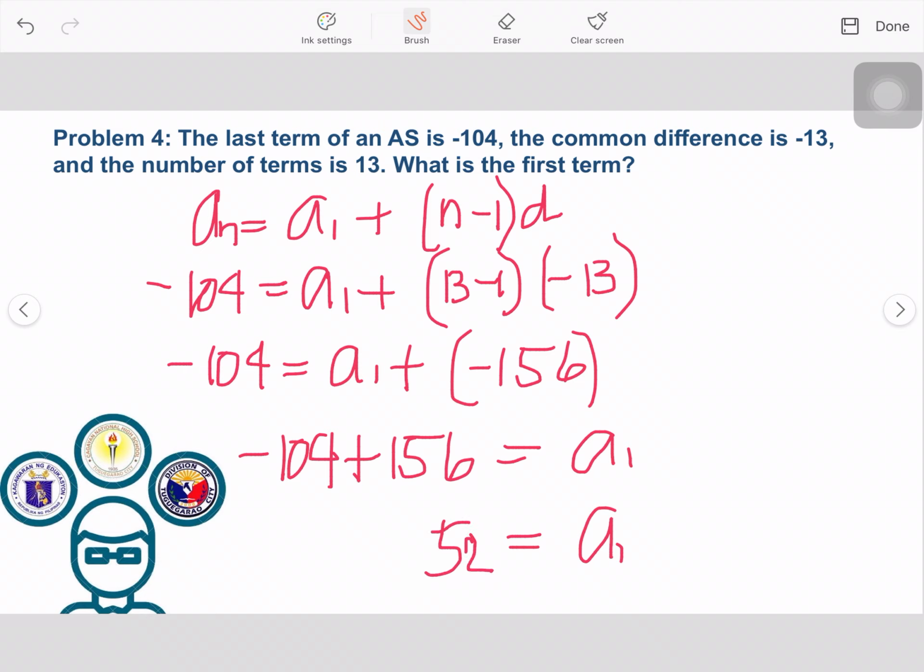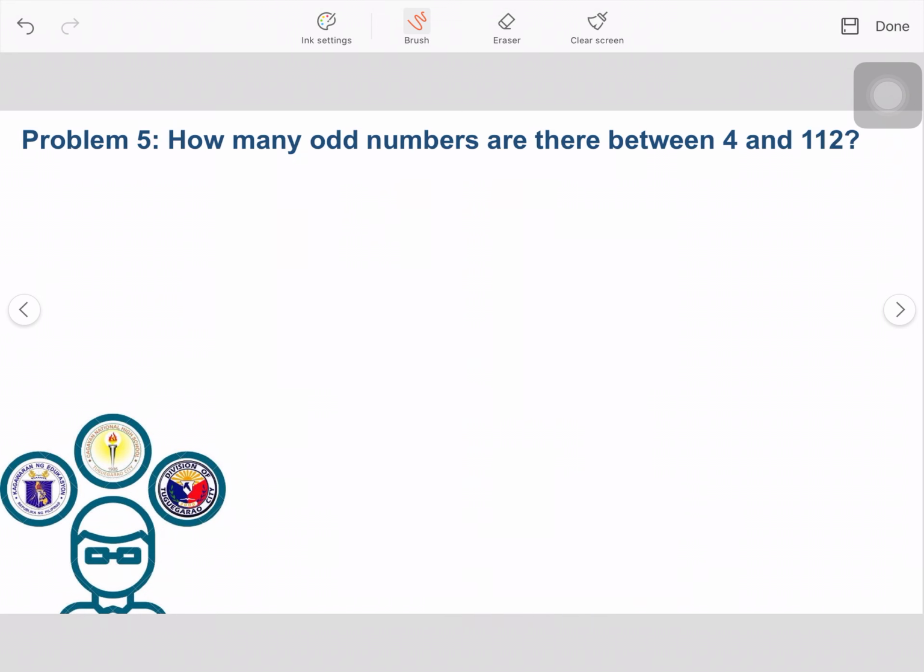So the correct answer now is, the first term, therefore, I should say, of the arithmetic sequence is positive 52. So let's try problem number 5. How many odd numbers are there between 5 and 112? So we are going to count the odd numbers between 5 and 112.